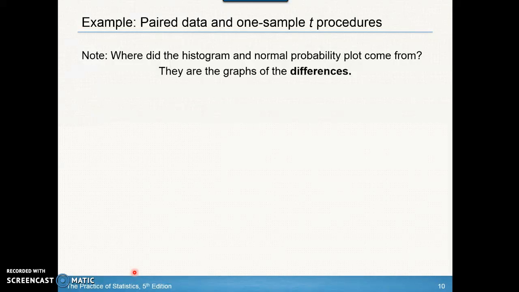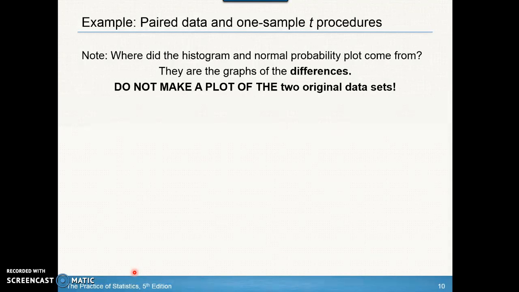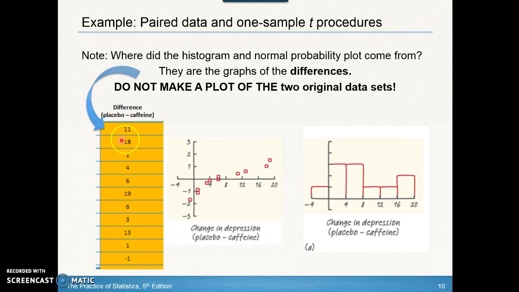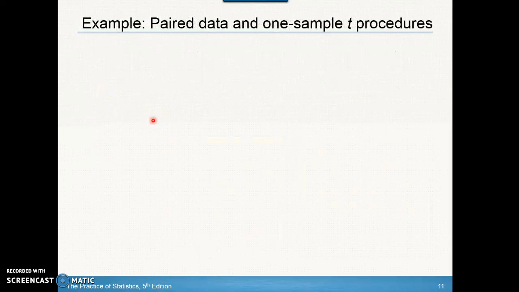No. Remember I said cross those out, and once you have those differences, that's literally the only set of data you're going to use. So when you do a histogram and when you do your normal probability plot, they are graphs of the differences. Do not make a plot of the 2 original data sets. That's not what we're testing. We're testing the difference between the 2. Your normal probability plot is the normal probability plot of the differences, and your histogram is a histogram of the differences, after minus before, not the 2 original sets of data.